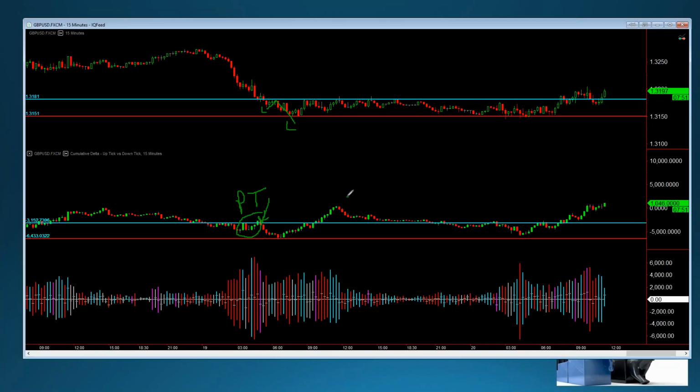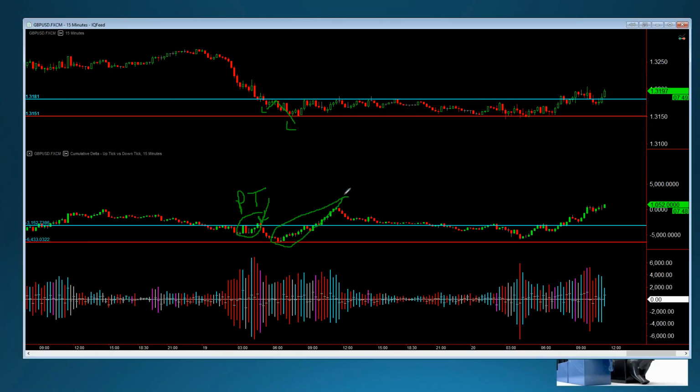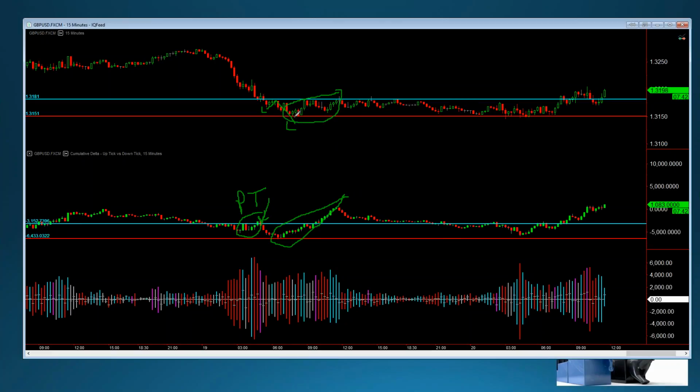Now, look at this. Look at all the buying that occurred during this phase right here. So they move it up and then they come back and then they move it up again. But look at all the buying volume. Do y'all see that?